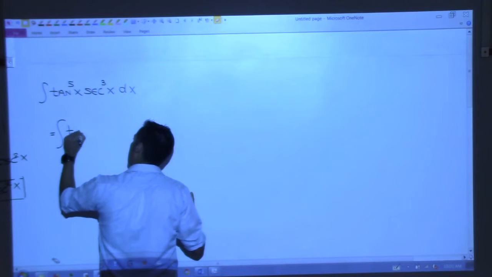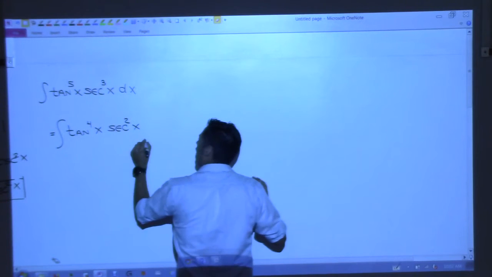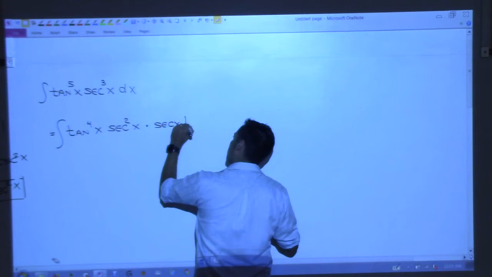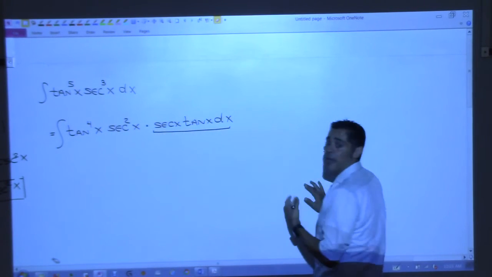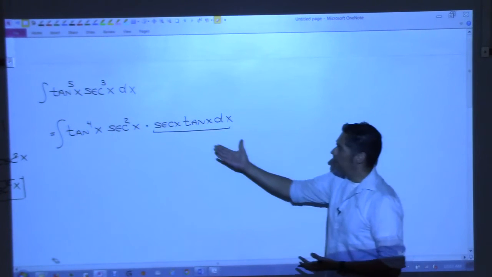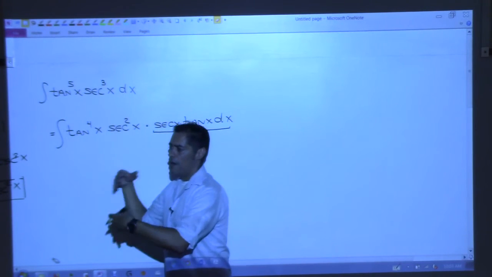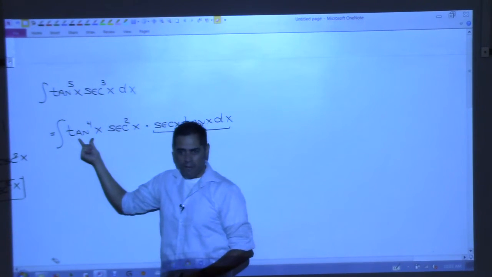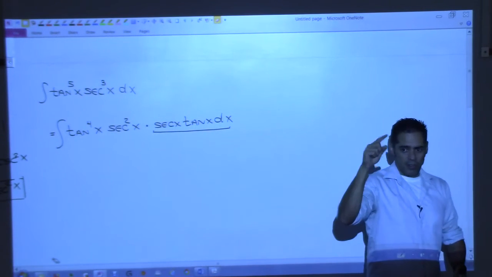We could go tan to the fourth x, secant squared x, and then we peeled off one secant and one tangent, and I'm going to write it that way, secant x, tangent x, because it's easier to recognize that, hopefully, as the derivative of secant x. So that's the derivative of secant x, which means I've got to rewrite everything over here in terms of secant. That's already secant. Tangent to the fourth, I can use my Pythagorean identity, can't I? It's going to have to be tangent squared squared, though.